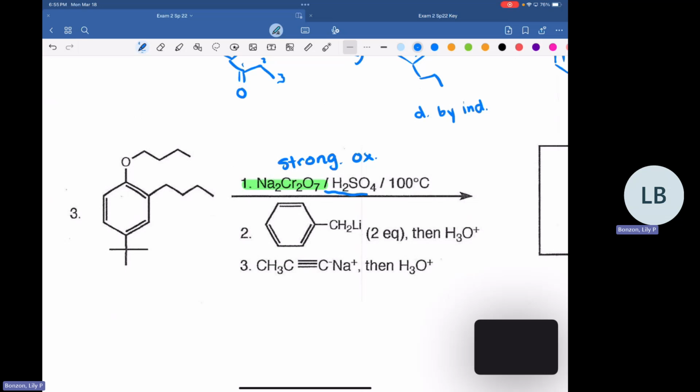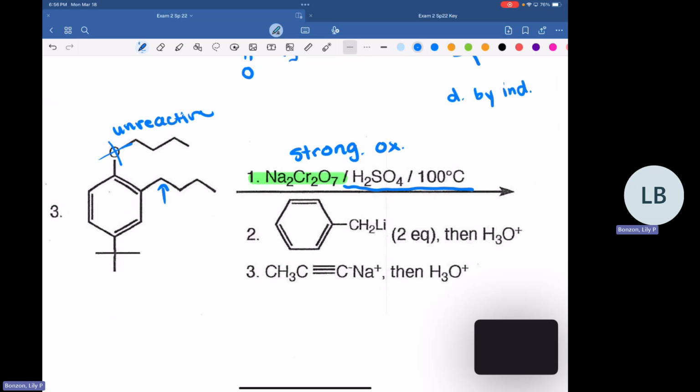In this case, in these conditions with H2SO4 and 100 degrees C or heat, it's actually going to oxidize the first carbon attached to the benzene ring. And it's only going to oxidize carbons. It could also oxidize alcohols, but it's not going to oxidize ethers. Ethers are going to be unreactive towards this reagent. But we don't have an alcohol, so.